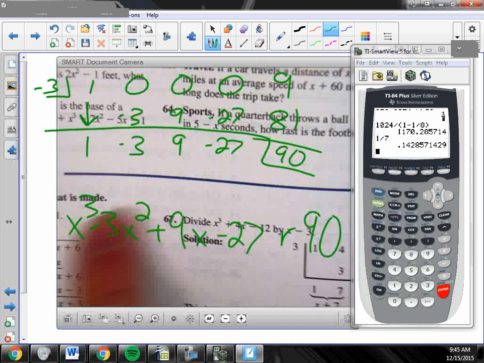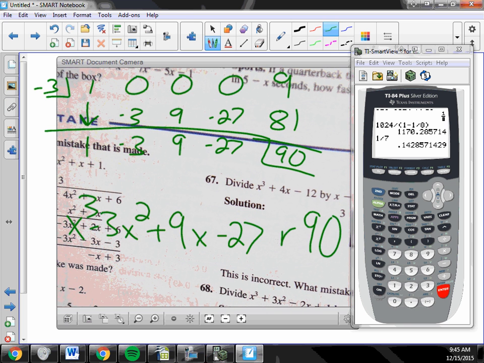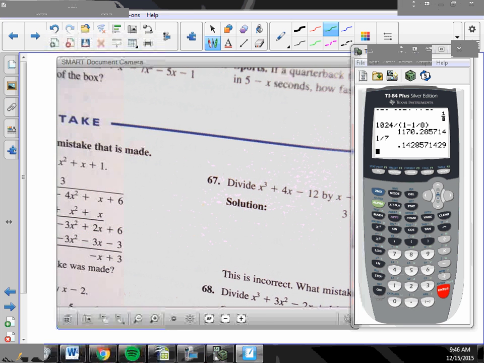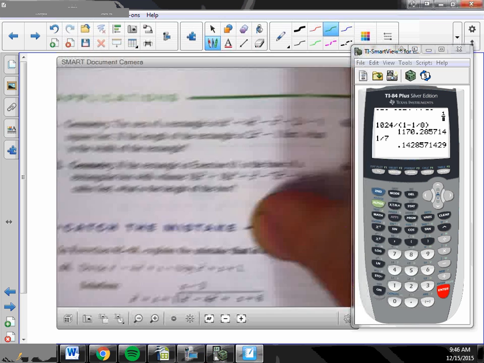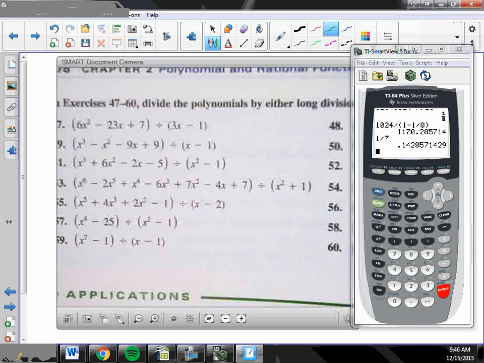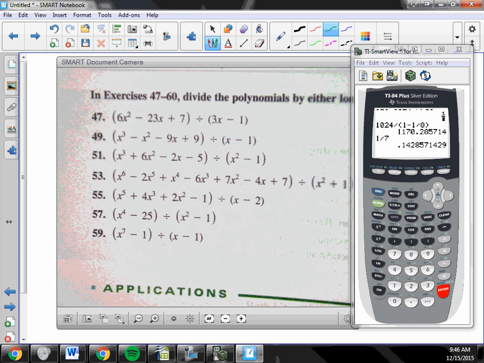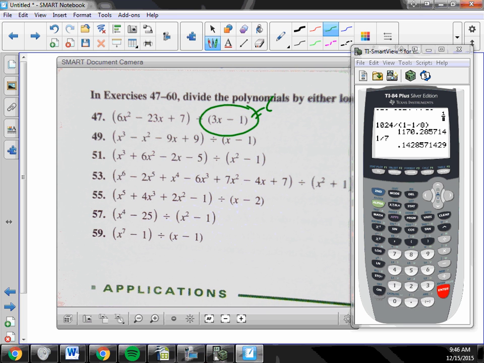Divide the polynomials by either long division or synthetic division. So let's look through it and see which ones you can use synthetic division on. So if you look at 47, can you use synthetic division for 47? Yes. What do you put in the box? Not 1, not 3, 1/3. What is the root of this? Well, I set it equal to 0. Add the 1, divide by 3, 1/3.